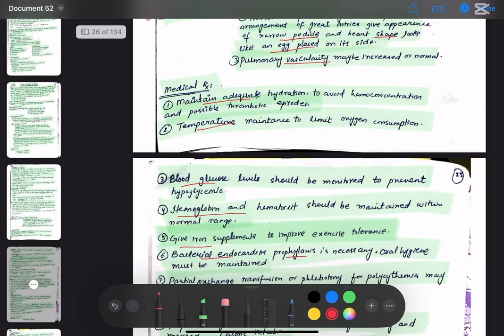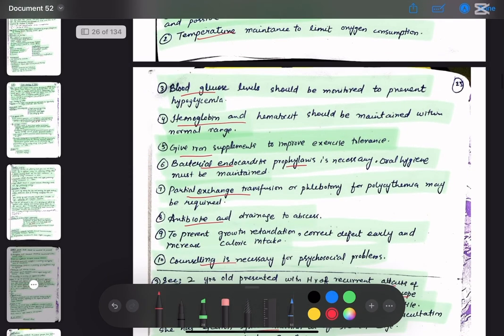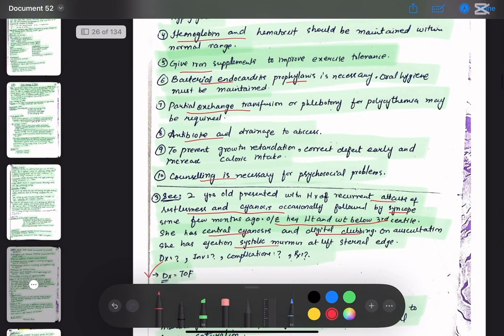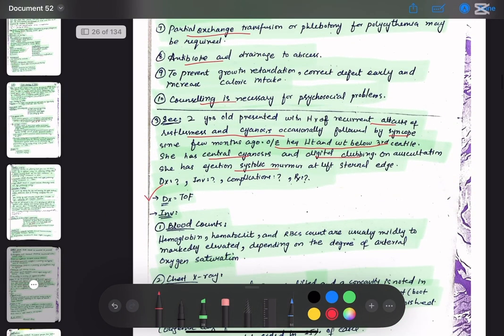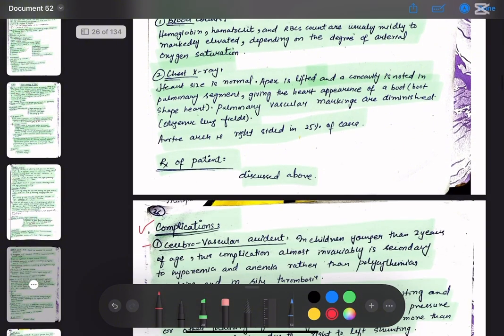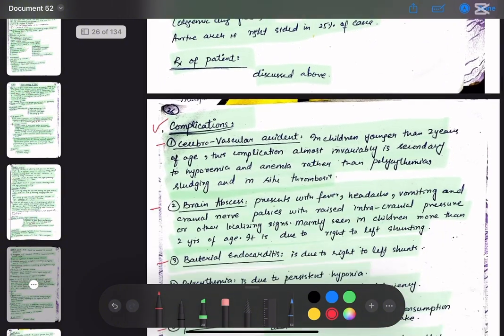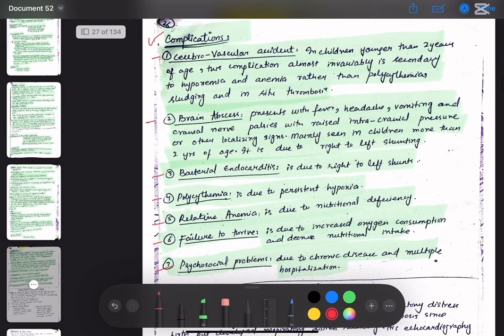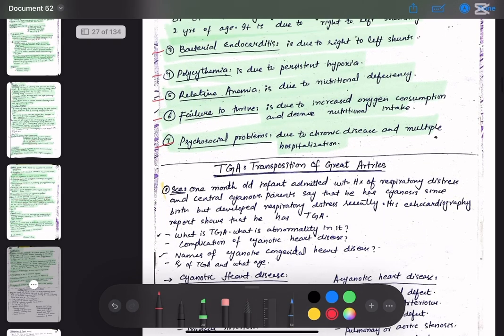The medical treatment is to maintain adequate hydration and temperature, blood glucose levels and hemoglobin, iron supplements, partial exchange, antibiotics, and counseling. And these are the investigation options, that is, blood count and chest X-ray, and the complications are cerebrovascular accidents, brain abscess, bacterial endocarditis, polycythemia, relative anemia, failure to thrive, and psychosocial problems.